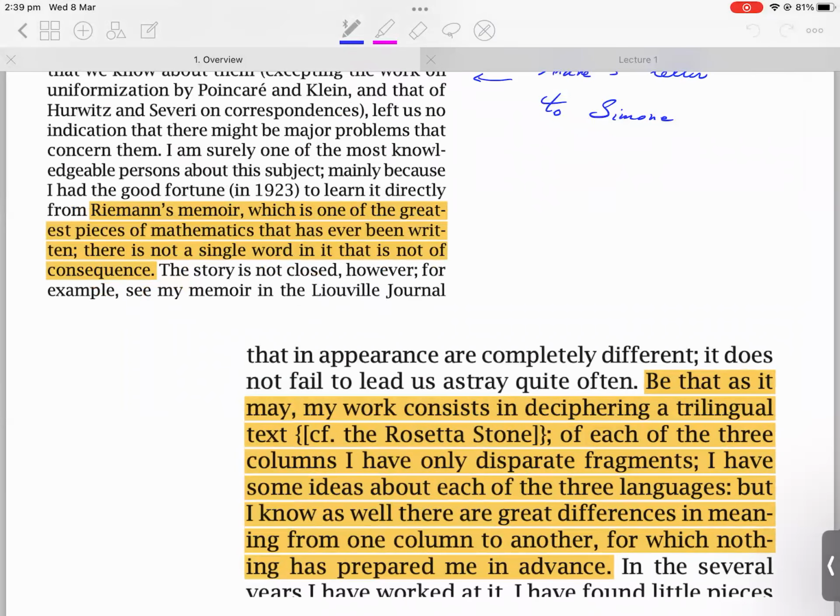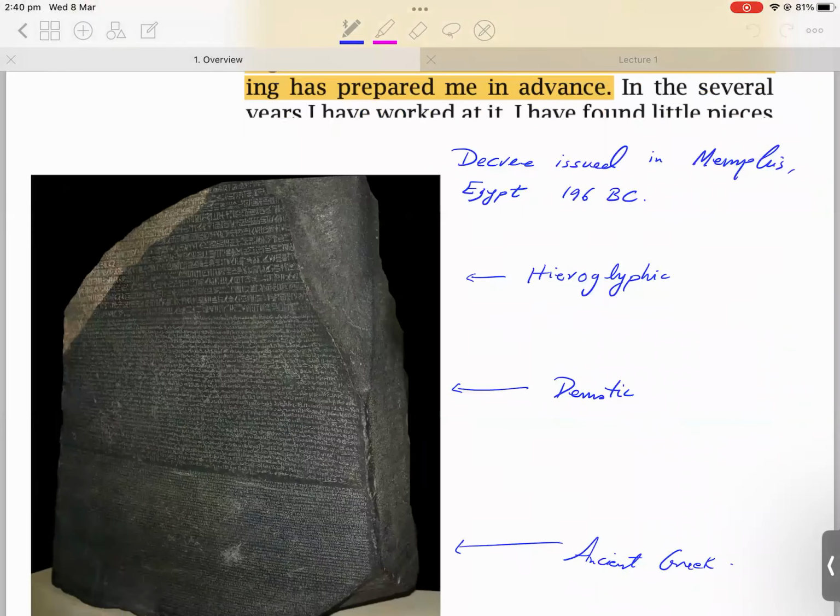See, for instance, the Rosetta Stone. Of each of the three columns, I have only disparate fragments. I have some ideas about each of these three languages, but I know as well there are great differences in meaning from one column to another, for which nothing has prepared me in advance. So what I want to talk about now is this Rosetta Stone of mathematics that André Weil talks about in this letter to his sister, which is a dictionary which helps him navigate, for instance, between characteristic 0 and characteristic P. Okay. Before going there, let's have a picture of the Rosetta Stone.